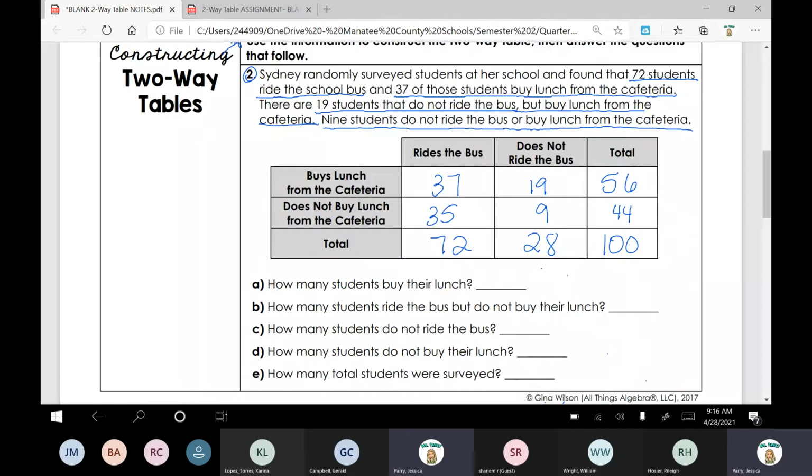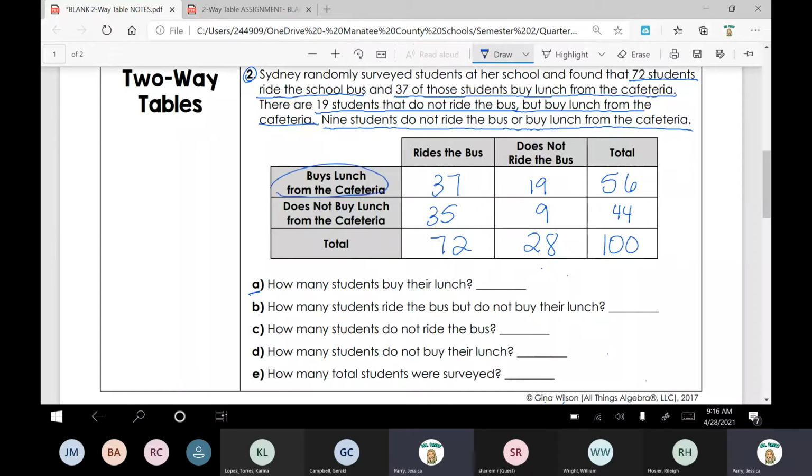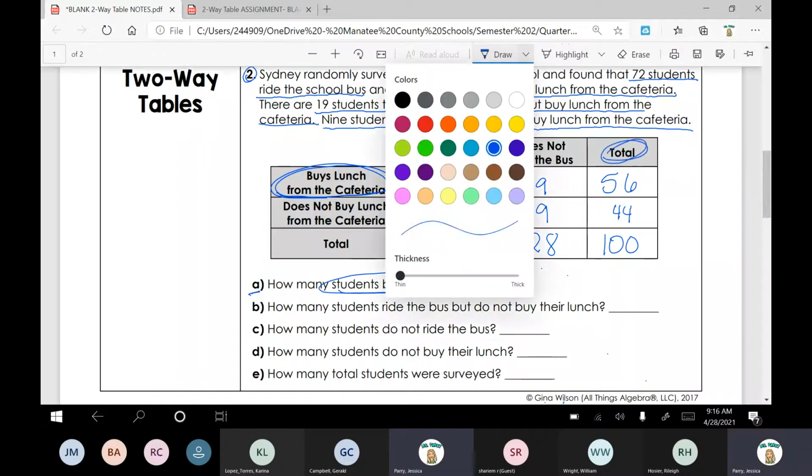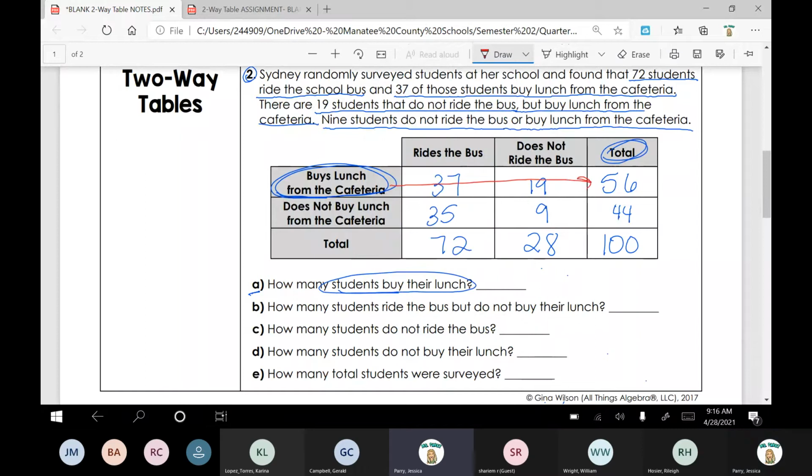Let's answer those questions. Our first one, A. How many students buy their lunch? You can go ahead and type that in, or you can turn your microphone on. But we're going to be looking at buy their lunch. What's my answer here? How many students total buy their lunch? Would it be 37, 19, or 56? If we're only talking about one section, we're going to look at our total category, and that's where you drag your fingers across to find our final answer of 56. Awesome.